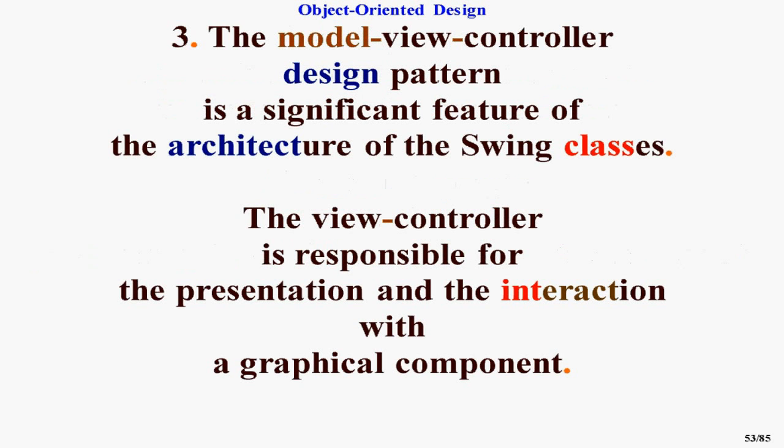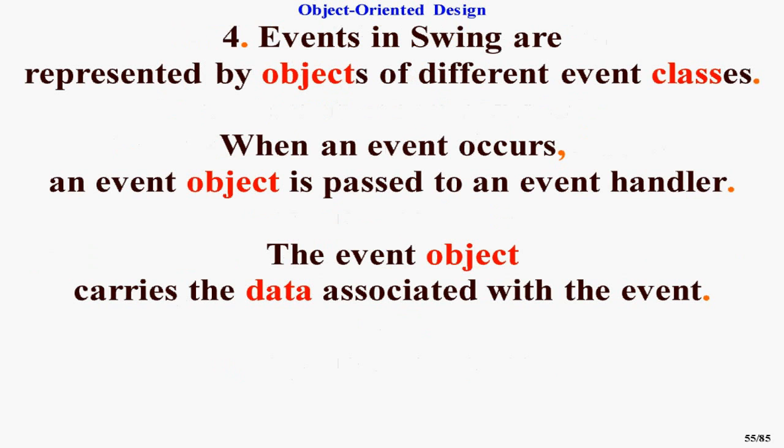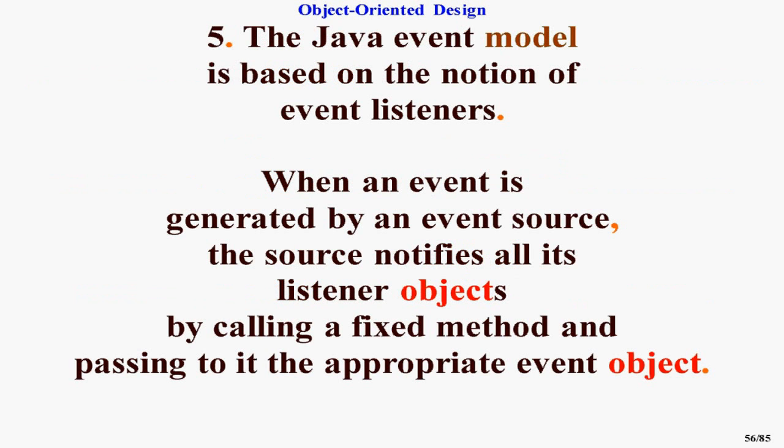3. The model-view-controller design pattern is a significant feature of the architecture of the Swing classes. The view controller is responsible for the presentation and the interaction with a graphical component. The model element represents the state information for the component. 4. Events in Swing are represented by objects of different event classes. When an event occurs, an event object is passed to an event handler. The event object carries the data associated with the event. 5. The Java event model is based on the notion of event listeners.